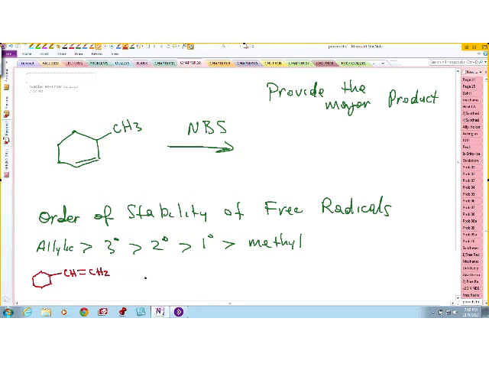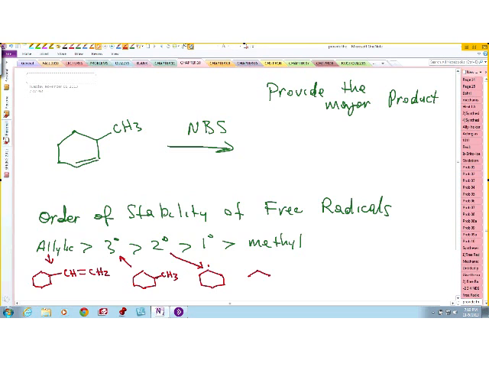Okay, that would be allylic right here. And here, this is allylic on this carbon right here. This will be tertiary for this here, because of this here. This will be secondary, right?